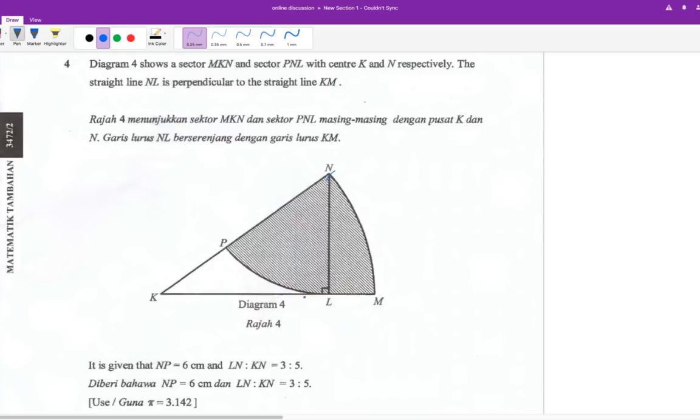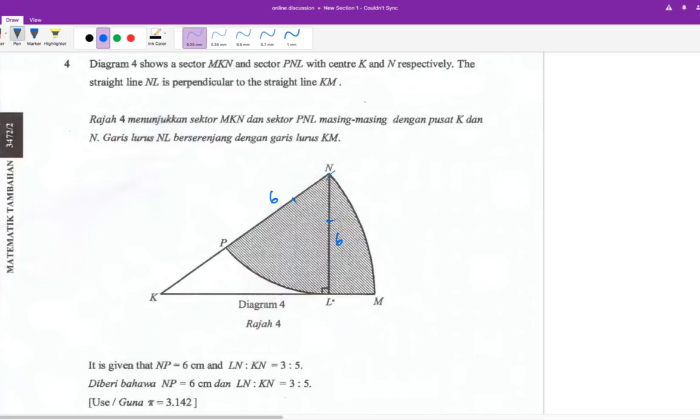Alright, so I'm told LM is a straight line and perpendicular. Everything you can see is in the diagram over here. NP, N to P, is 6 according to here. So here will be 6, here will be 6 also, because this is the radius of the sector MPL. And then the question tells you LN ratio KN.